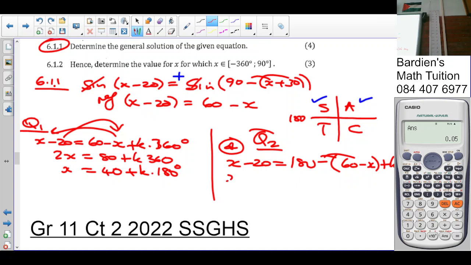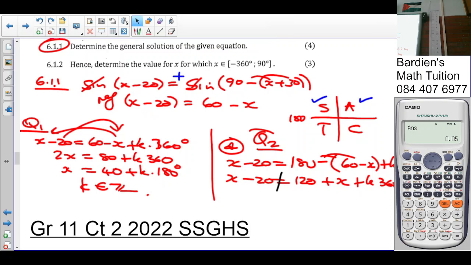Multiply that in, it gets x minus 20 is equal to 180 minus 60 is 120 plus x plus k times 360. But you want to take the x over the equal sign, which is when it becomes 0 is equal to 140 plus k times 360. So if then a 0 is equal to a number, what do we say? No solution. There's no solution on that branch. However, here we add that k is an element of integers.